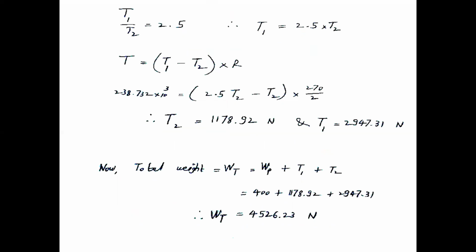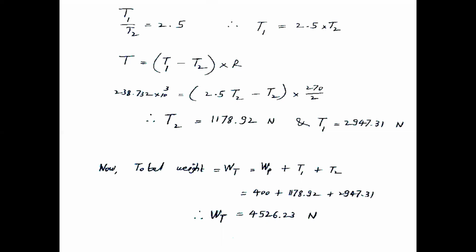We know that the torque T is nothing but T1 minus T2 into R. Put the value of torque, which we already got in the last step, 238.732 into 10 power of 3. T1 in terms of T2 is 2.5 into T2 minus T2, and the diameter of the pulley is known, so radius is 270 divided by 2. From this, T2 comes out 1178.92 newtons. You can put that T2 in the T1 equation so that we get T1 as 2947.31 newton.